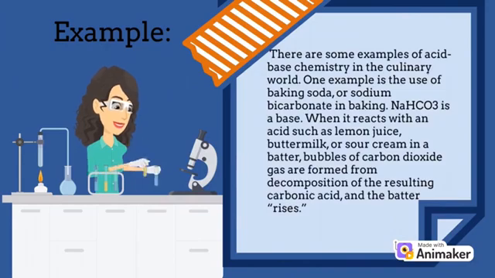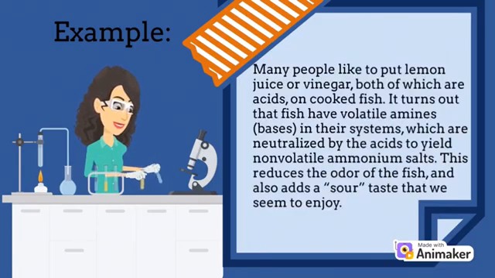Moving on to the next part. There are some examples of acid-base chemistry in the culinary world. One example is the use of baking soda, or sodium bicarbonate, in baking. NaHCO3 is a base. When it reacts with an acid such as lemon juice, buttermilk or sour cream in a batter, bubbles of carbon dioxide gas are formed from decomposition of the resulting carbonic acid and the batter rises.